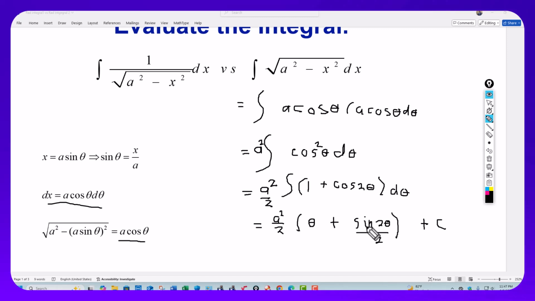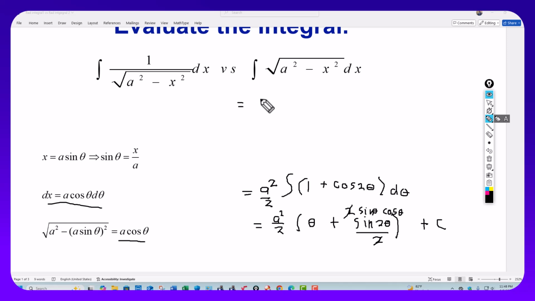And then to simplify this, sine of 2 theta, again using another identity, is equal to 2 sine theta cosine theta. And then this 2 right here will divide out, and this 2 right here will divide out. So let me continue up here now. I shall have the a squared over 2 out in front. And then I've got the theta here. And then it's plus sine theta cosine theta, plus the constant of integration.